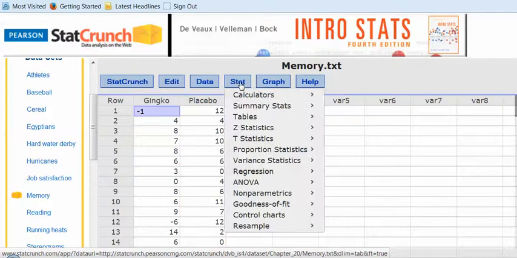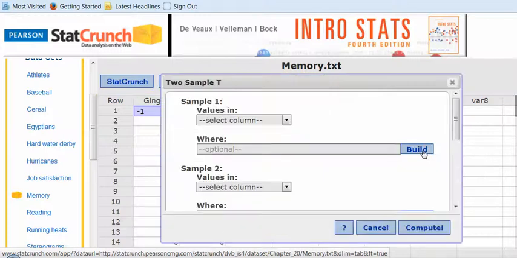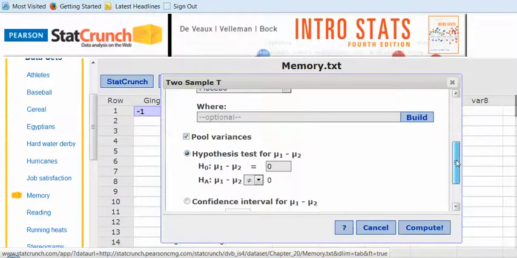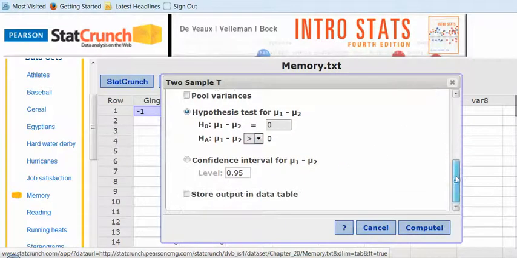I'm going to go ahead and do the test. So now we're doing a T-statistic, remember, and we're doing 2 samples, and we have the data. And so first we're going to pick the ginkgo. It's going to be in column 1, that's our first sample, and the placebo's in the second column. We're not going to pool variances. Remember, we never pool variances. And our null is that the difference is 0, and our alternative is going to be that it's greater than 0, because we hope that the drug helps the patient's memory.